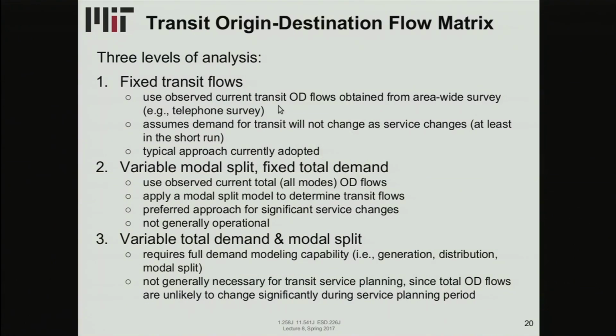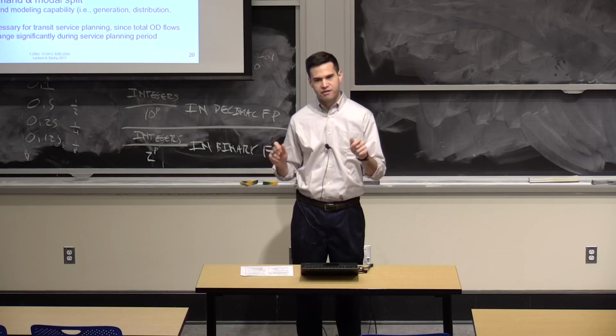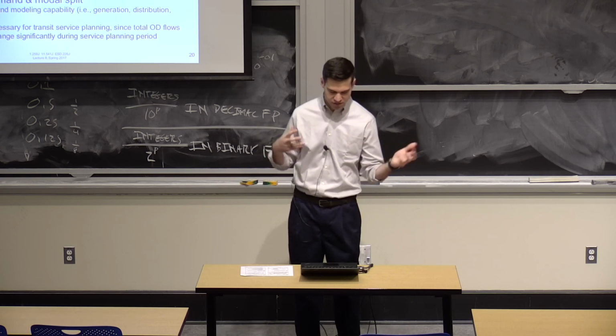So we have the OD matrix, current OD matrix for transit, and we assume that the demand for transit won't change as a result of the service changes in the short run. So that could be a strong assumption, right? That's typically what we do. That's typically how these models work. Again, we're more interested in the impacts on current riders than on big changes.